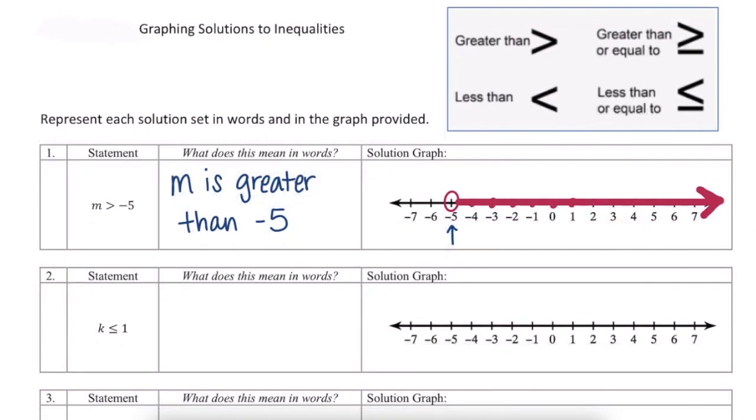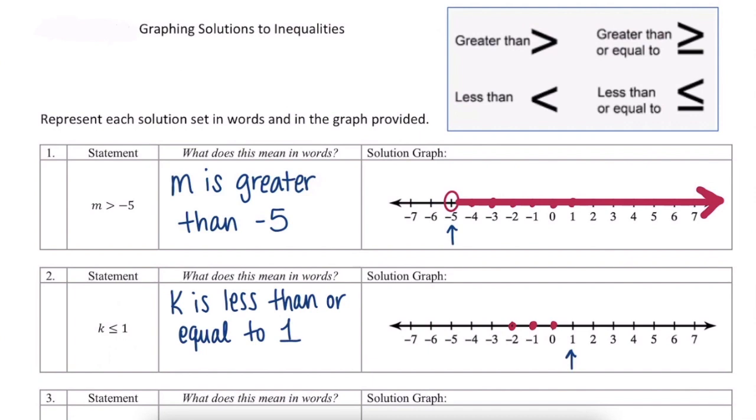Looking at statement 2, again reading from left to right. Our numbers k are less than or equal to the value 1. Okay, starting off by identifying 1 on our number line. And again, I like to just fill in some possible solutions. What are some numbers less than or equal to 1? Well, I know 0 is less than or equal to 1, -1 is less than 1, -2, and so on.